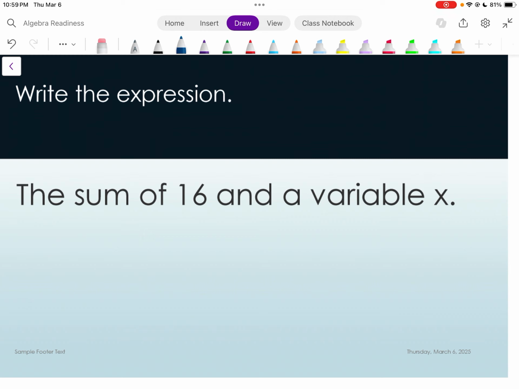Next, we have the sum of 16 and a variable x. If you remember back to our definition, sum meant adding: 16 plus x.